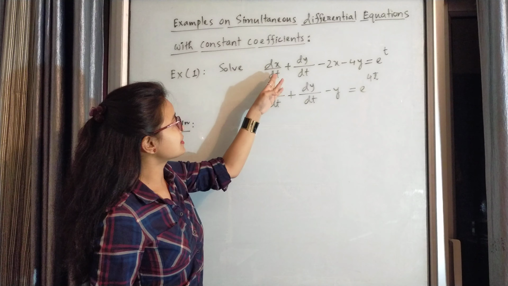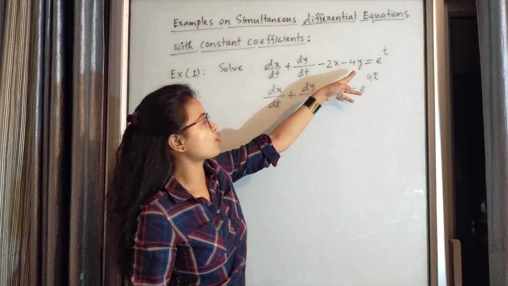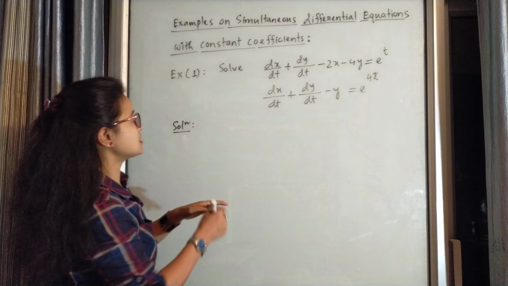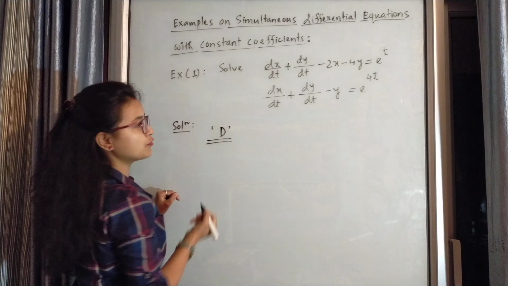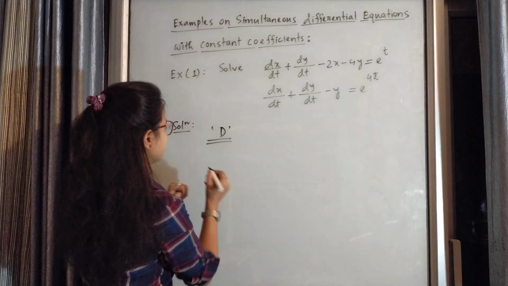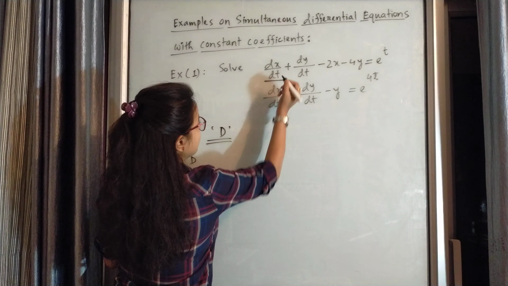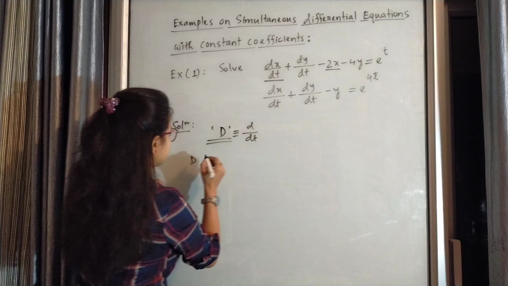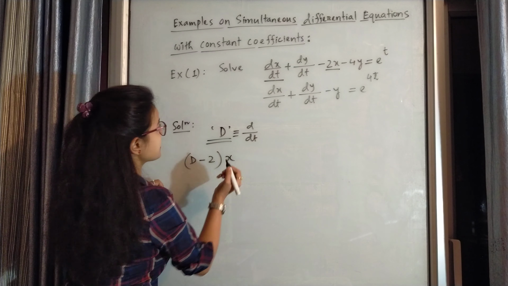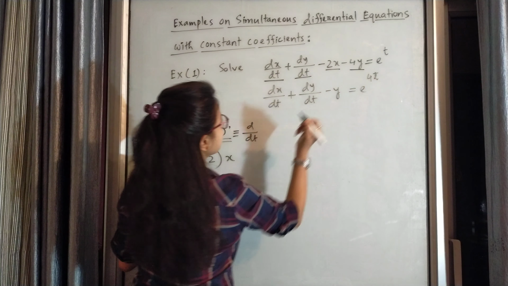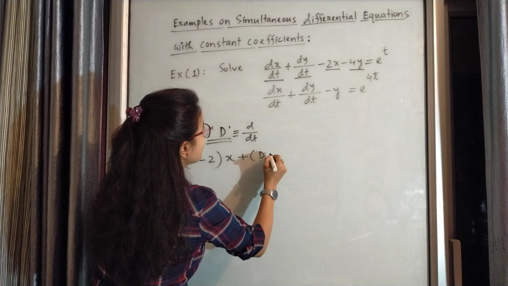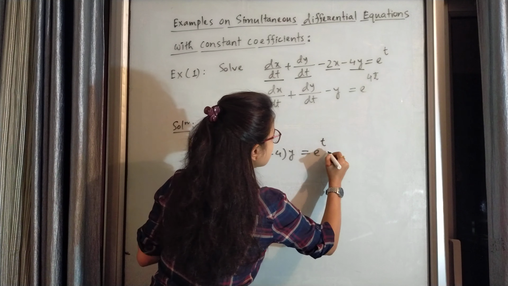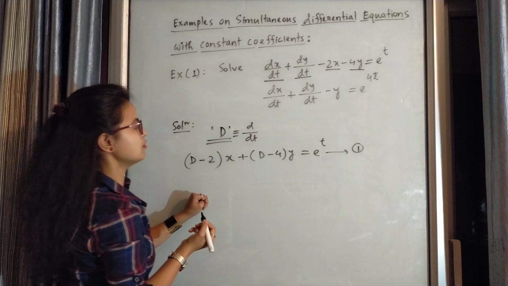To solve this system: dx/dt + dy/dt - 2x - 4y = e^t, and dx/dt + dy/dt - y = e^(4t). Using the operator D, method 1, we can write this system with D meaning d/dt. So dx/dt and 2x together give (D - 2)x, and the second and fourth terms give the y part. This is equal to e^t, say equation number 1.